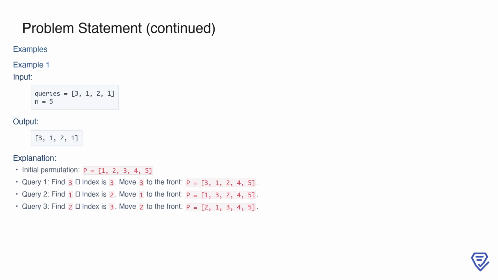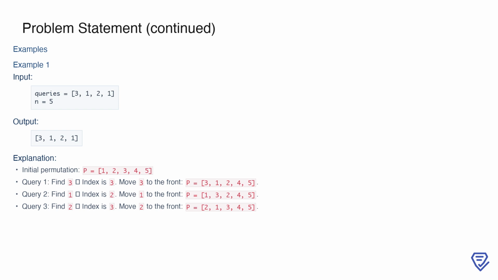Suppose queries is 3, 1, 2, 1, and n is 5. The initial permutation, p, is 1, 2, 3, 4, 5. For the first query, the value is 3. We locate 3 in the permutation, finding it at index 3. Then, we move 3 to the front of p, which now becomes 3, 1, 2, 4, 5. For the second query, the value is 1. In the updated permutation, 1 is at index 2, so it is moved to the front, resulting in p equals 1, 3, 2, 4, 5.